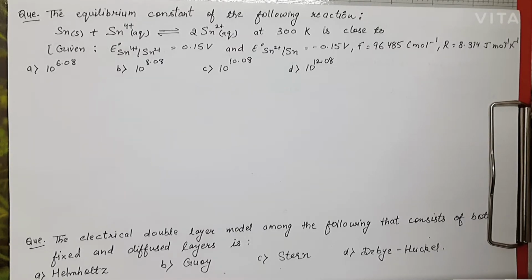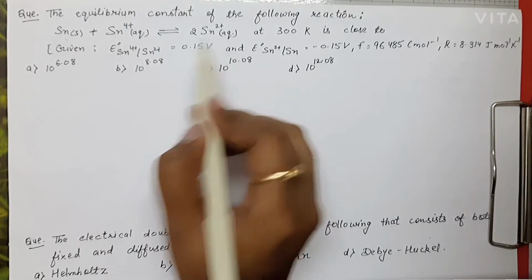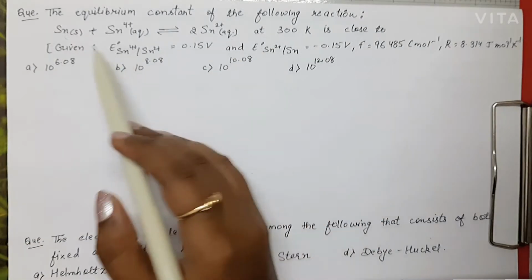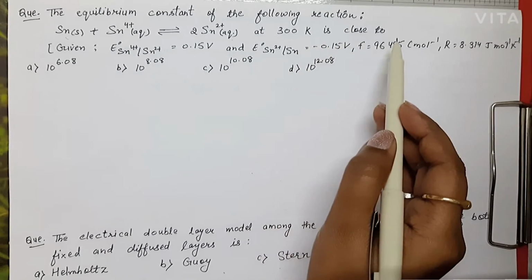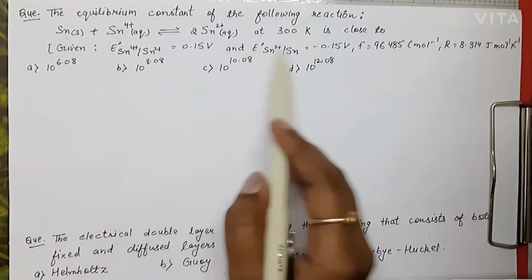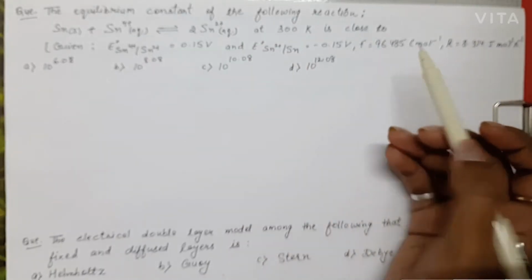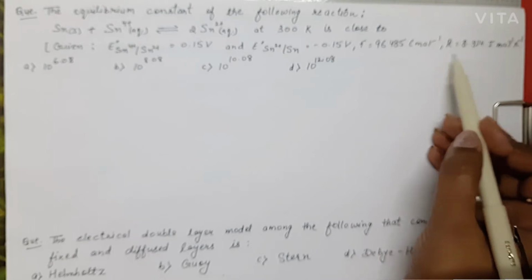So today we will solve two of the questions which are being asked in the CSIR NET exams. The first question says that the equilibrium constant for the following reaction, and this is the reaction given to us, at 300 Kelvin is close to. We have been given the E naught values for this one and this one, and they have also given the values of Faraday constant and gas constant.